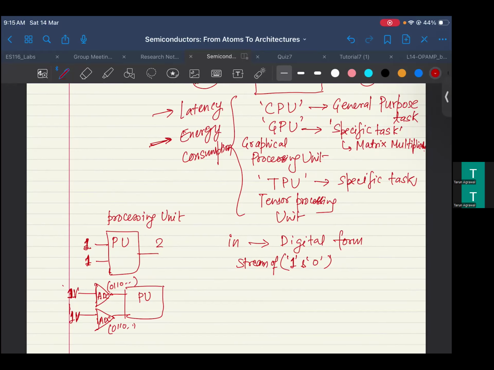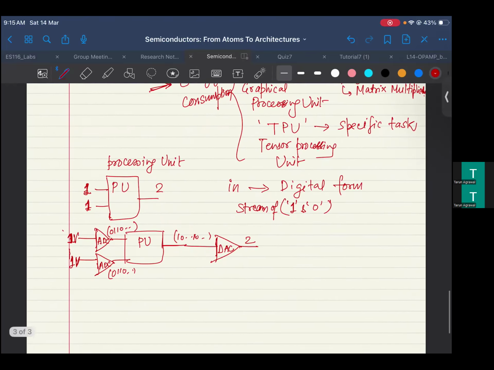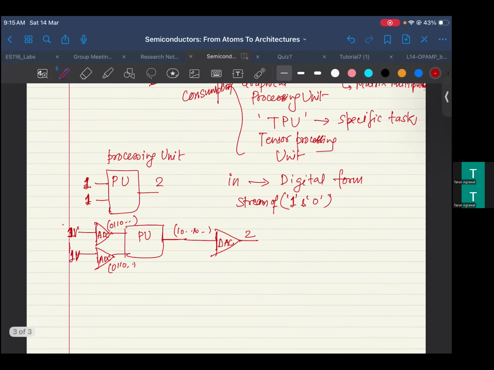This information, which is now digital, the processing unit also gives a digital output, let's say something like this. And then this has to go through again a block, which is your digital to analog converter, and then you will get it. So that is the meaning of how this is going to process this information, right? Now, quickly, what is going to happen inside the processing unit is what we are interested in, just to understand at the block level what is happening inside.